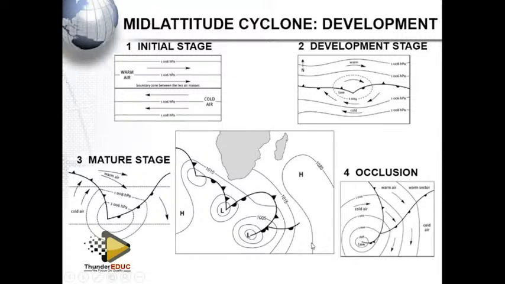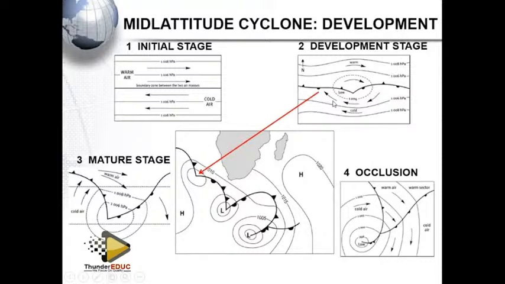And therefore, there is a last stage, which we call the dissipating stage. The last stage will be called the dissipating stage. What happens is that the warm air is pushed away from the ground and it is only occupied by the cold air. So that means the cyclone starts to die.